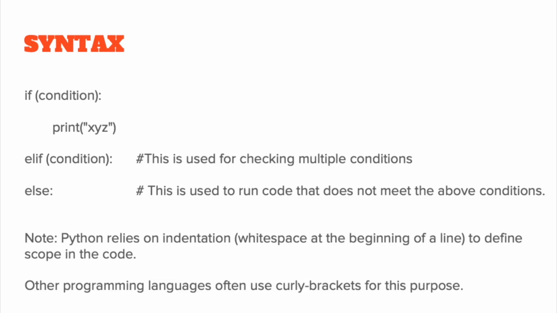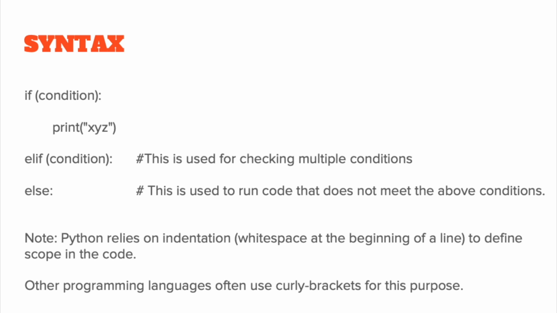Let's look at the syntax in a bit more detail. If a condition, which could be number == 50, then you print something out. Else, we can have another condition. If number == 70, then we print something else out. Else, print something else out.